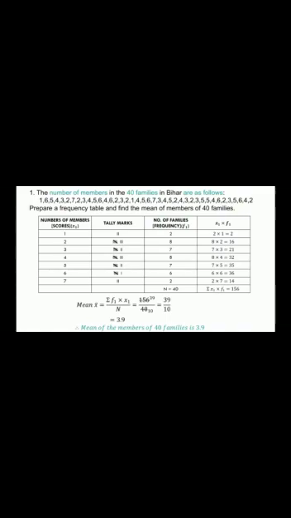So again in the last column, what is the frequency? 8. And what is the number of members? 2. So 8 multiplied by 2 is 16.